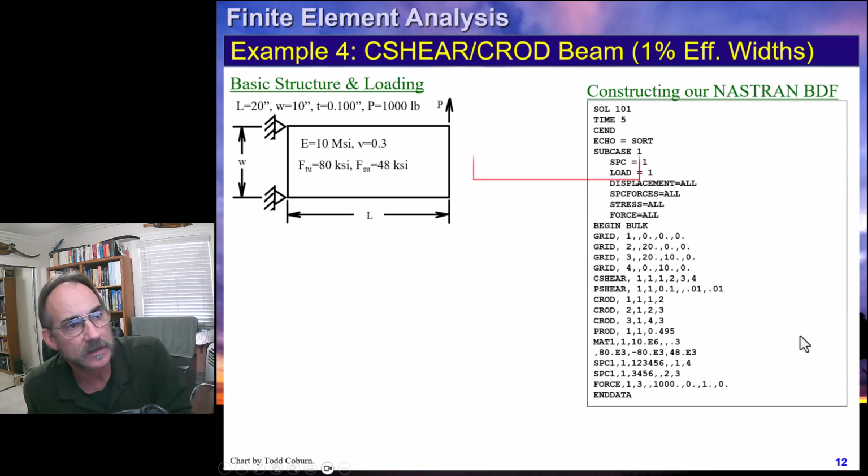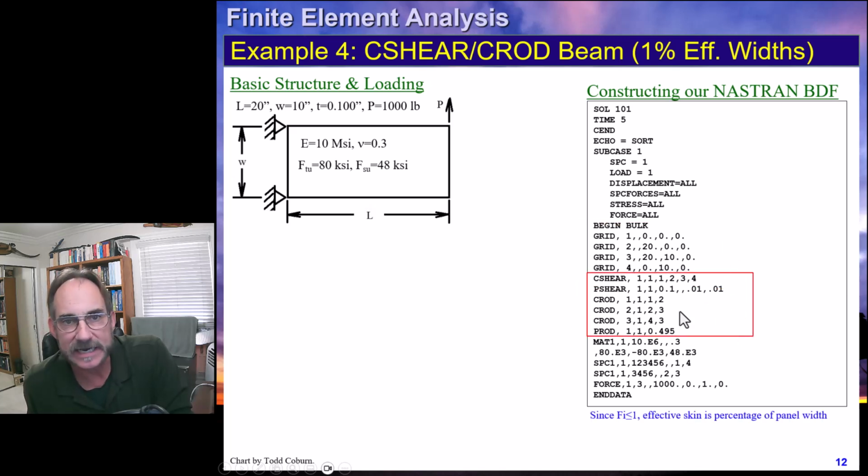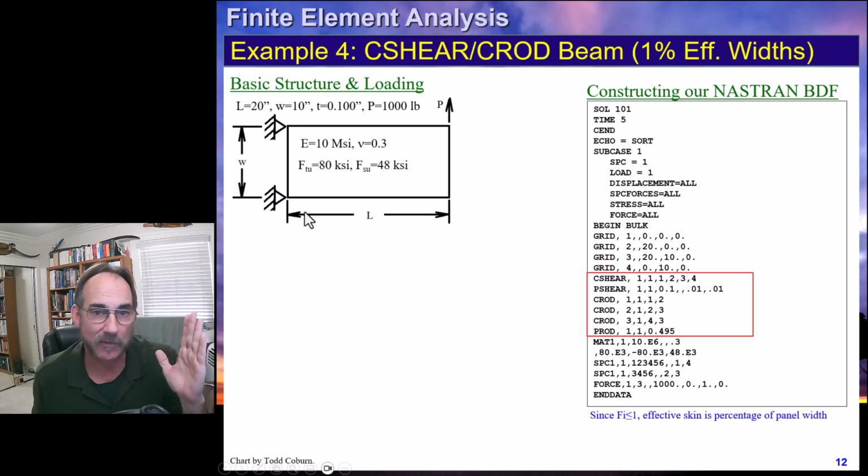Here's our model. You'll notice this part has to do with the idealization that's unique to the other examples. We have our shear panel. We have our PSHEAR card, which is saying we want 1% effective width, so it's 0.01, so it's a 1% effective width of skin. We also have rods around the panel. We're not putting a rod on this left end because we actually have a fixed constraint there. It's like there's a wall, so we don't actually need a rod there. So we only have rods on the bottom, top, and right ends.